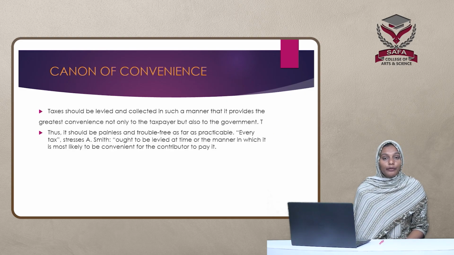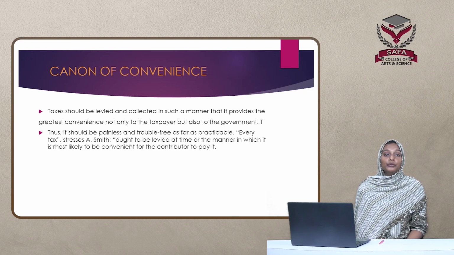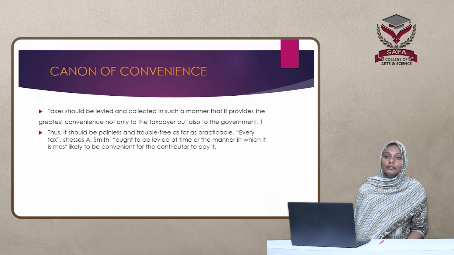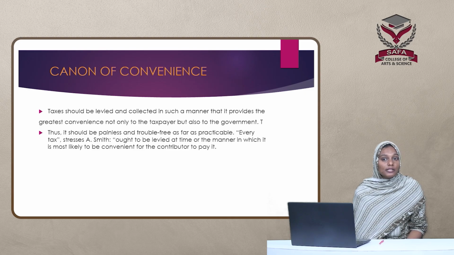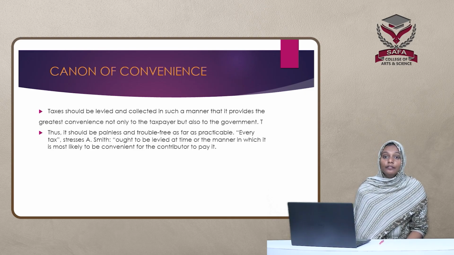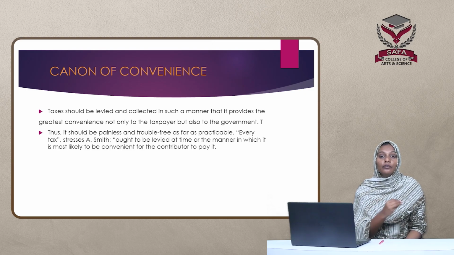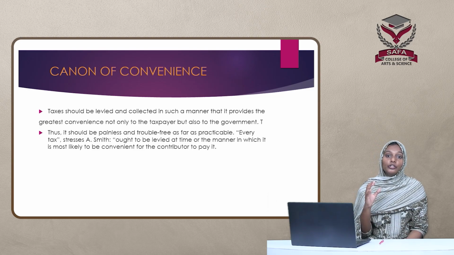And the fourth one is canon of convenience. Canon of convenience means that a tax system should provide a high degree of convenience both for the government and the taxpayers, because otherwise it will lead to misinformation or misguidance. It should be convenient for both. For example, if the income tax is imposed by the government at the time of the individual's salary receipt, it is convenient for the individual to pay it. Otherwise, it will become a burden for them. So it should be convenient.